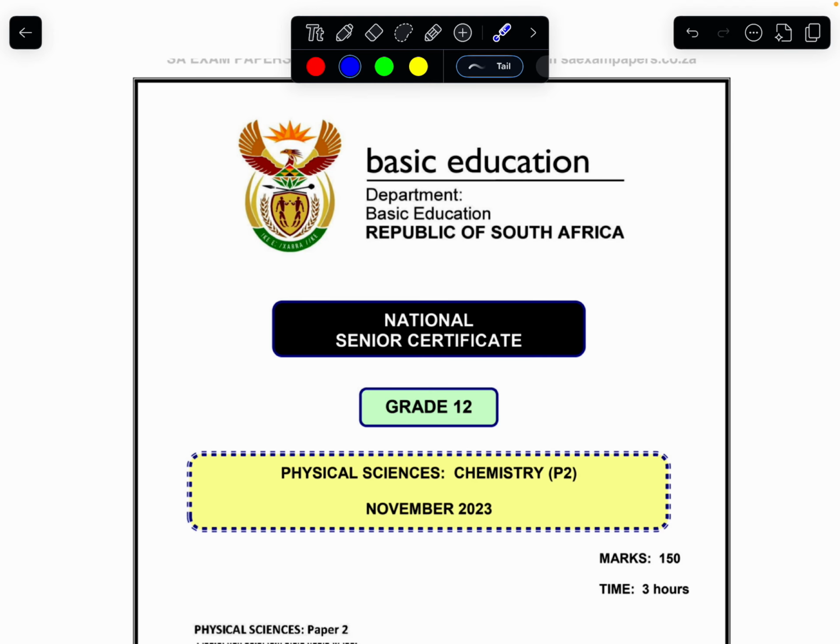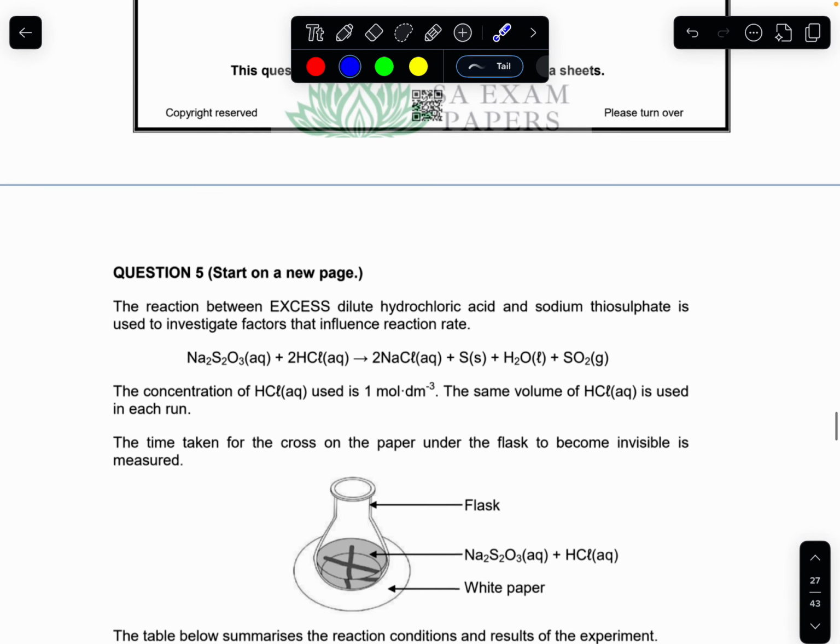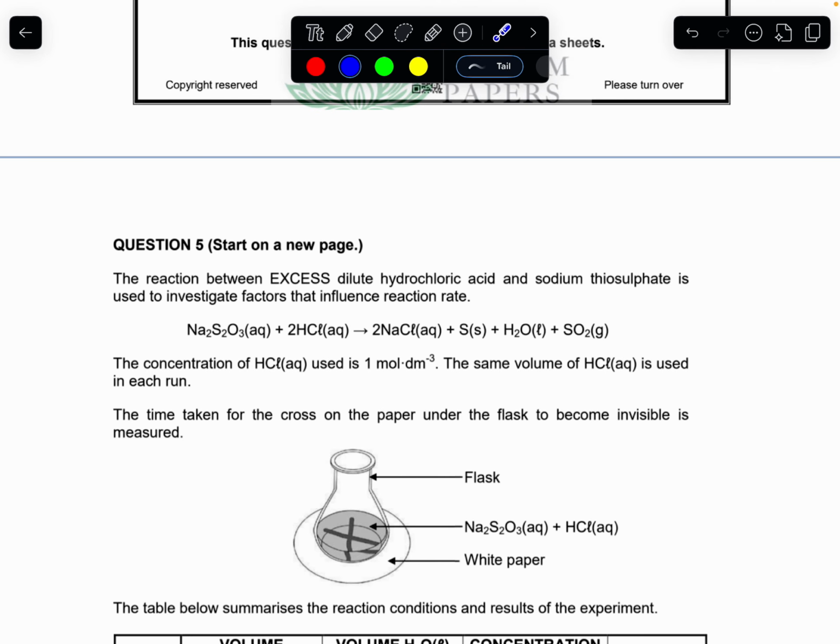What are we going to look at? It's paper 2, November 2023. I'm going to look at question 5, which is the rate of reaction. The main part that I'm going to focus on is the stoichiometric calculation.